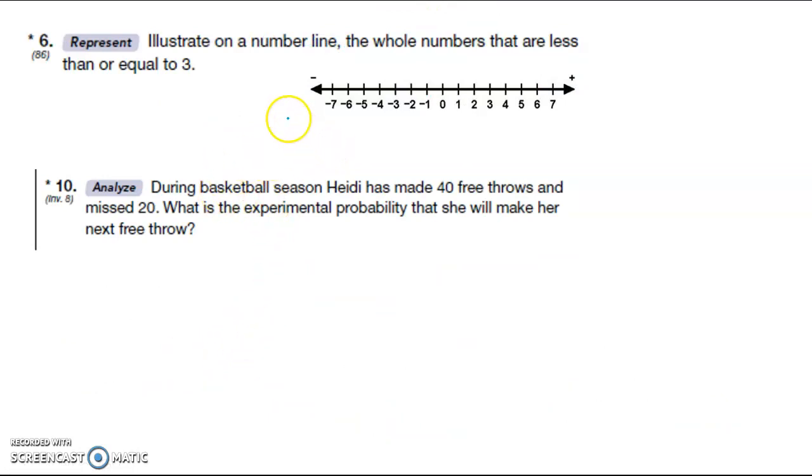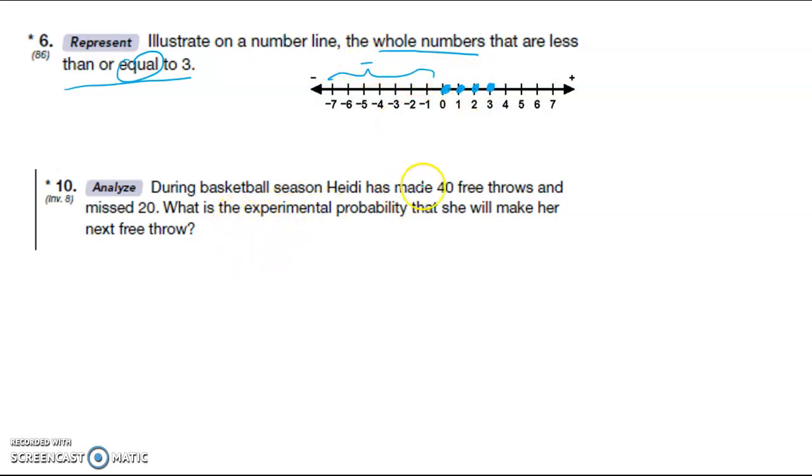Okay, illustrate on the number line the whole numbers that are less than or equal to 3. So since it says less than or equal to, I know this is a whole number, this is a whole number, this is a whole number, and this is a whole number. Whole numbers do not include negatives, so that's as far as it goes.